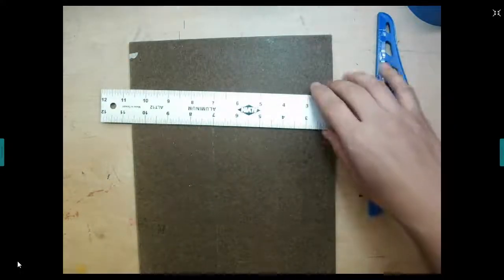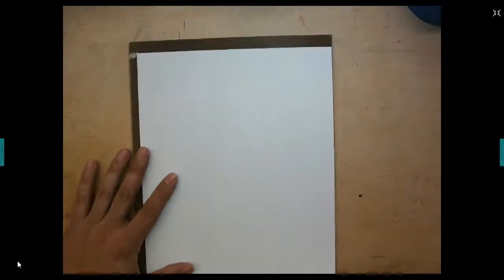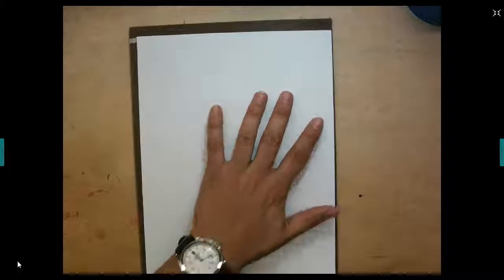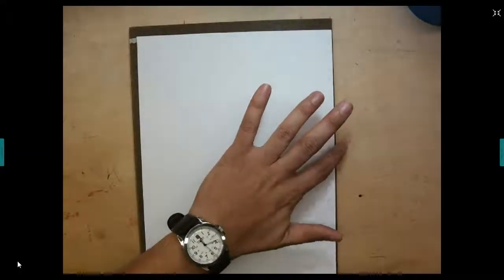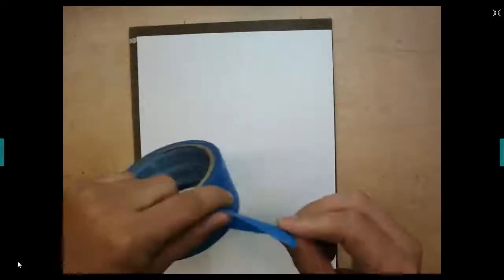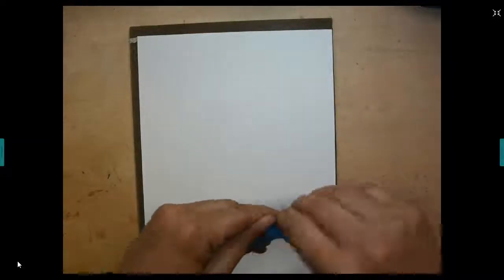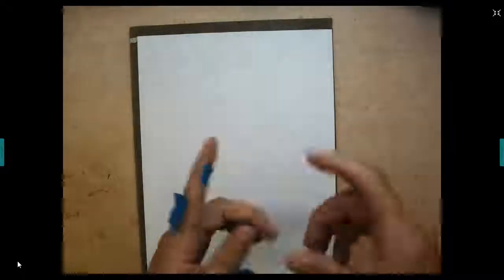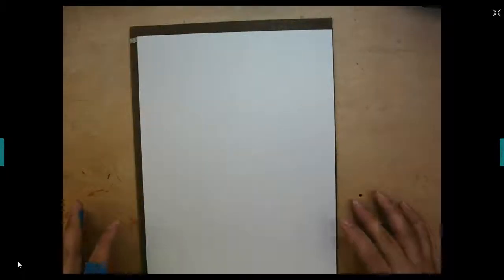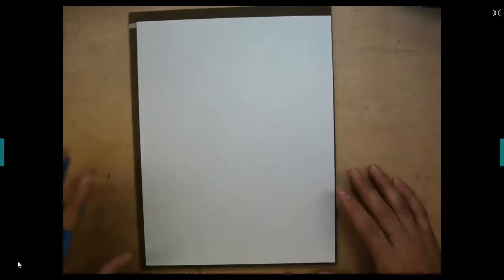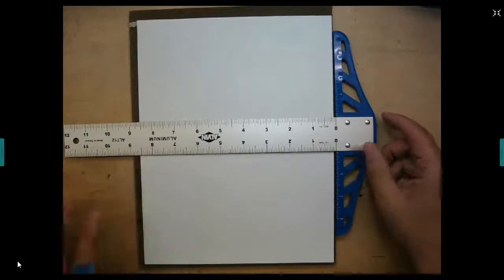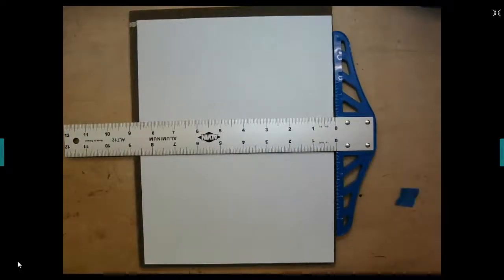So what I tell my students, if you can't square the paper to the board, square it to just the longest edge. So I'm going to select this edge. I'm going to get some blue painter's tape, 4 small pieces, and square the paper. So I'm going to put these pieces of blue tape down.